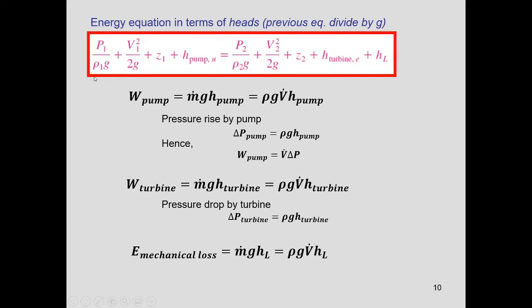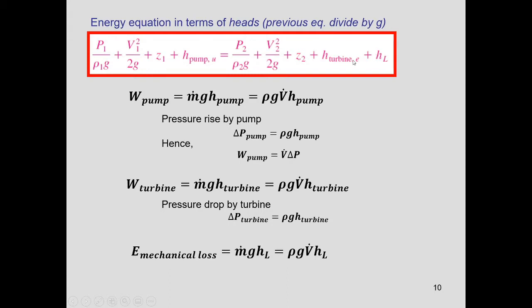Okay, P1 over rho g plus V1 squared over 2g plus z1. I think you remember that you will see this in the Bernoulli equation. But what we add is h pump and h turbine plus hL. Okay, h pump is at the left of the equation and h turbine and losses are at the right of the equation.